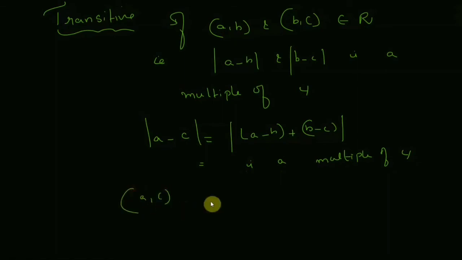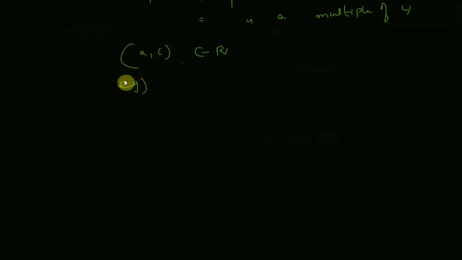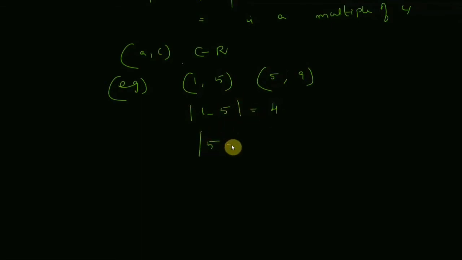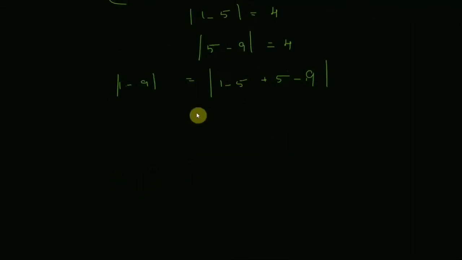So A comma C, the ordered pair AC belongs to R. So we have proved that AB belongs to R and BC belongs to R. Then AC also is in R. We can take one example. 1 comma 5 belongs to R because modulus of 1 minus 5 is equal to 4, a multiple of 4. Similarly, 5 comma 9 belongs to R because modulus of 5 minus 9 is equal to 4, a multiple of 4. Now let us take 1 comma 9.